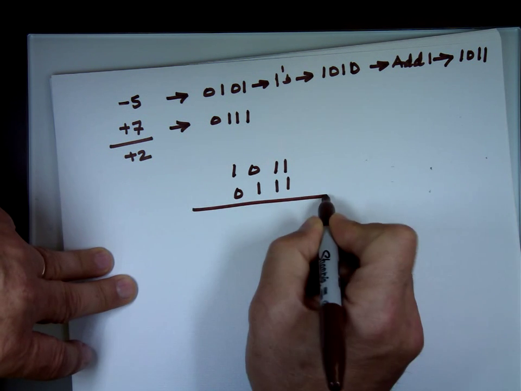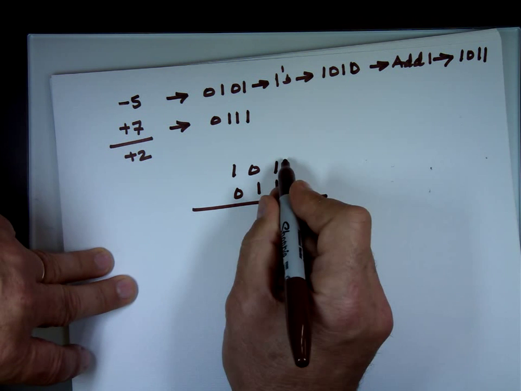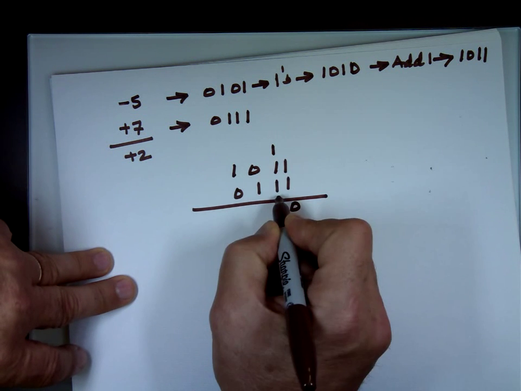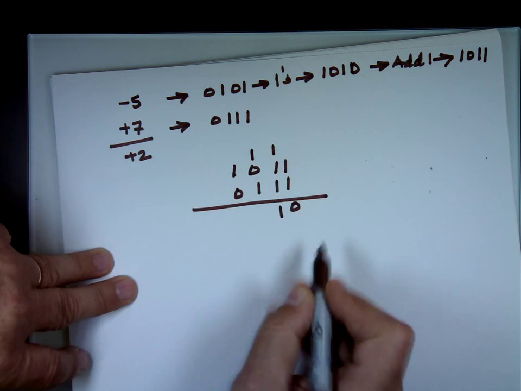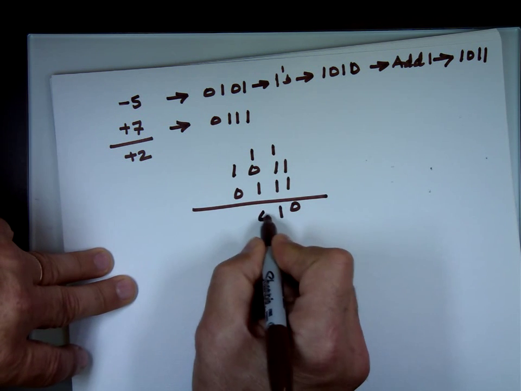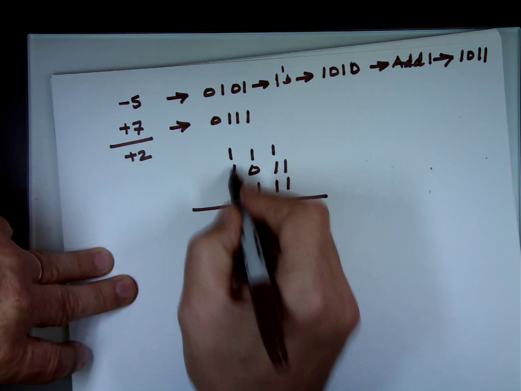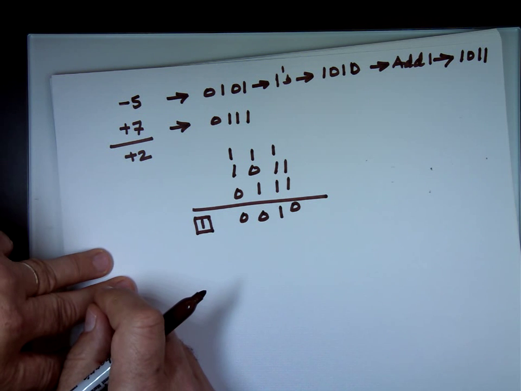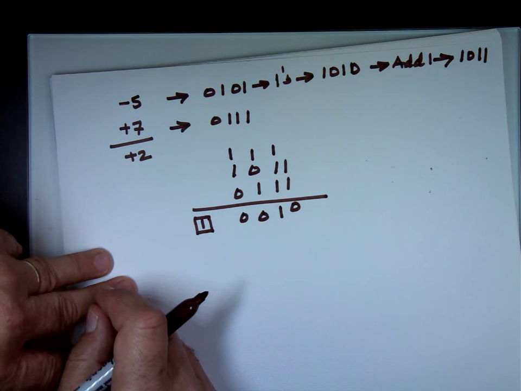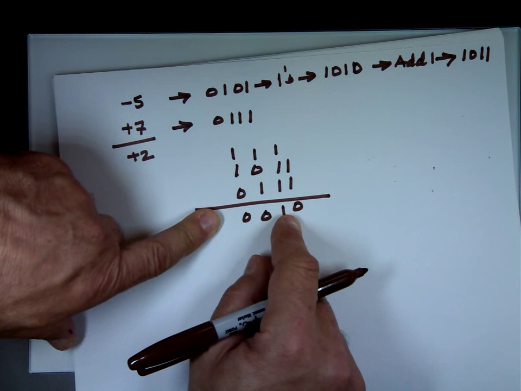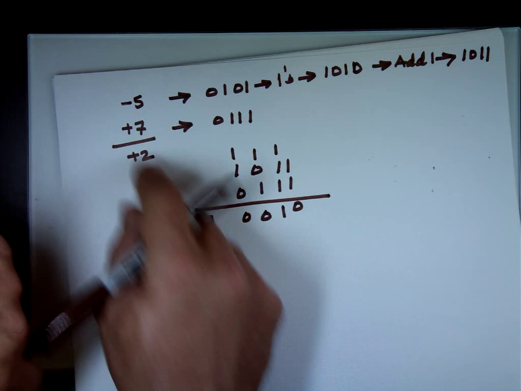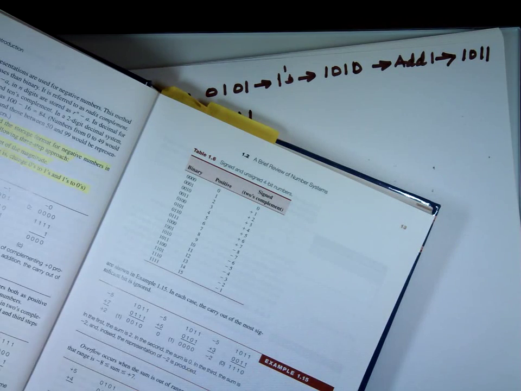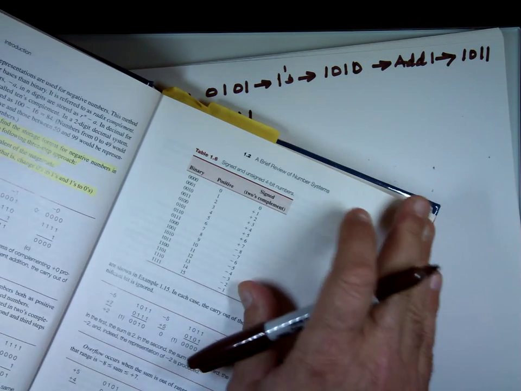Remember, it's a 4-bit machine. 1 and 1, 0, carry 1. 1 and 1 and 1, 1, carry 1. 1 and 0 and 1, that's 2, 0, carry 1. 1 and 1 and 0, 0, carry 1. If you discard the carry, what's your answer? Positive 2. So that carry, move it all the way to the left and drop it, and the answer is plus 2.